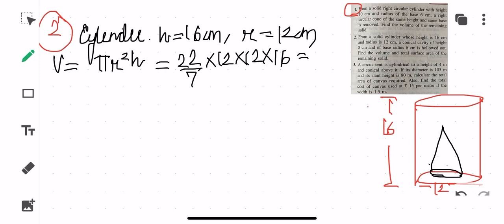So this is coming out to be 50,688, children. So this is 50688 divided by 7 centimeter square. This you are getting as the volume of the cylinder.